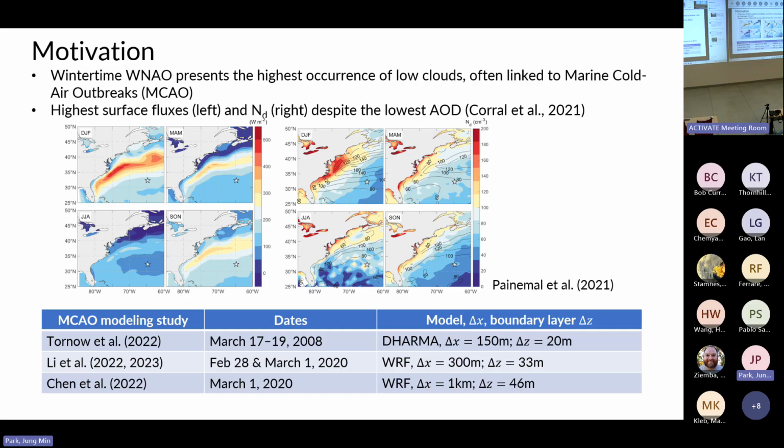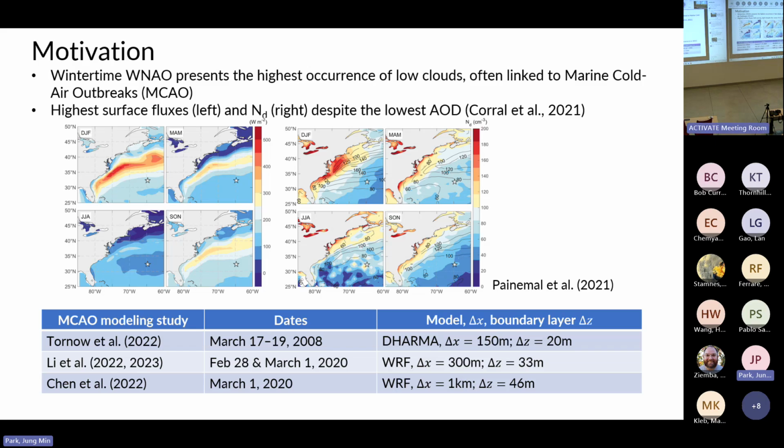As a refresher, because we've been hearing about all the measurements in the afternoon session so far: in wintertime, the Western North Atlantic presents the highest fraction of low clouds, primarily linked to cold air outbreak events, as demonstrated in David's and Andrea's review papers. I took some of the figures from David's review paper here. Wintertime shows the highest surface fluxes, as you can see in the red shadings here, and cloud droplet number concentration here, despite the aerosol concentration and AOD being at a minimum in the winter.